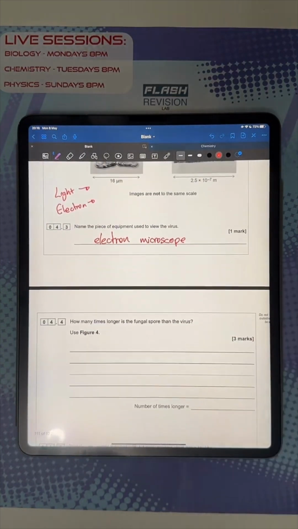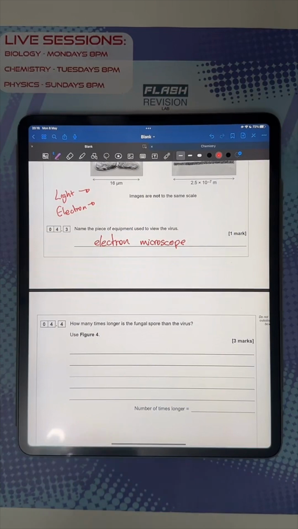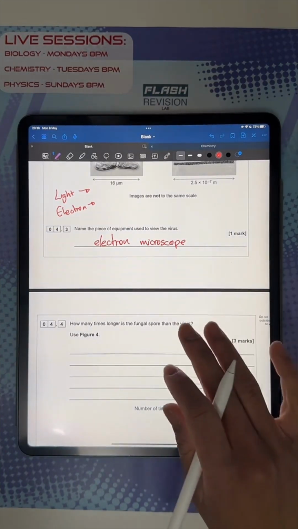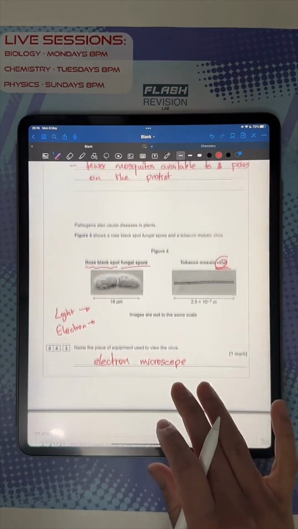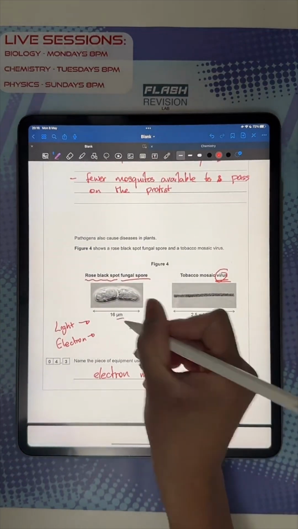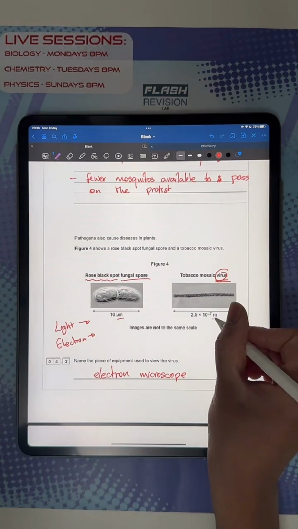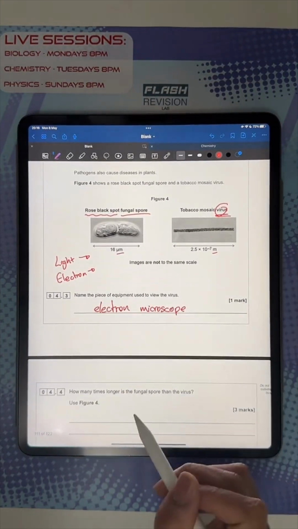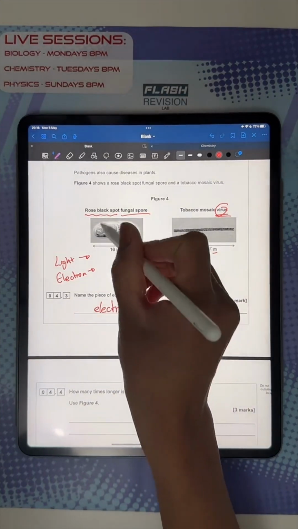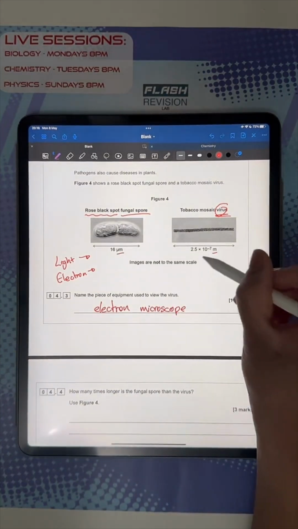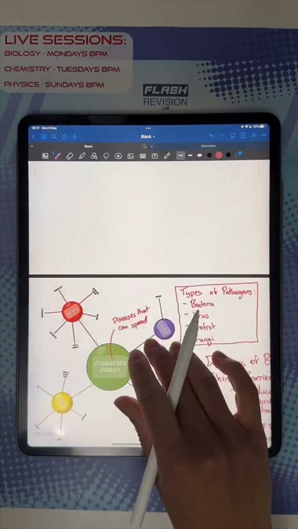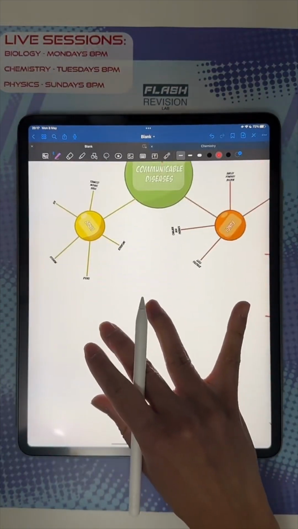How many times longer is the fungal spore than the virus? This is a calculation. The tricky thing here is we've got different units. We've got micrometers, we've got meters. We want to find out how many times bigger is the fungal spore. This one's bigger than that, so we need to do some conversions. Let me write down what these conversions are so you guys can note it down.